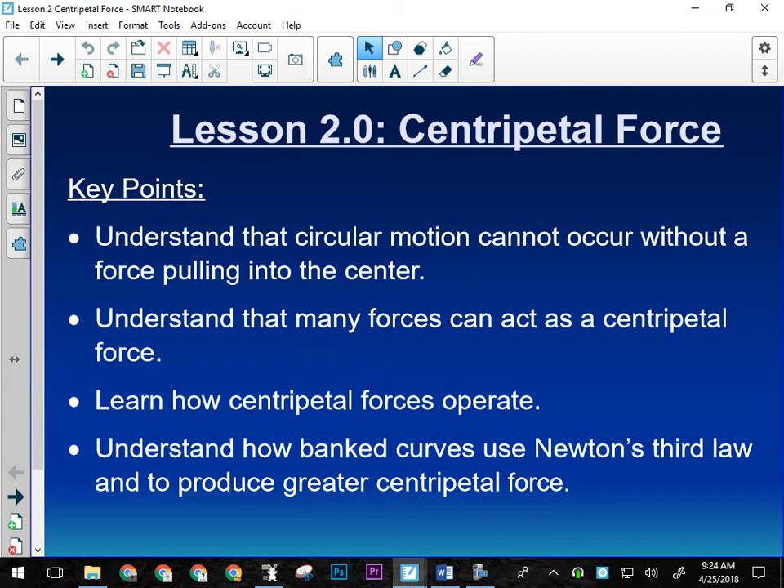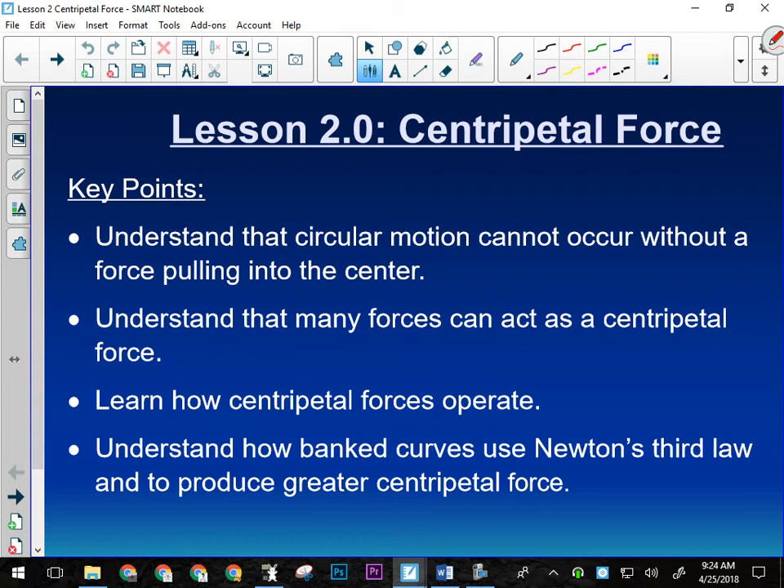Okay, so circular motion cannot occur without a force pulling into the center. That's what we talked about the other day, kind of our introduction to that. Okay, many forces can act as a centripetal force. Okay, we talked about a few of those the other day. Friction can act as a centripetal force, gravity, tension in a rope, or whatever happens to be. Okay, centripetal forces all operate the same. That is, they push or pull, most of the time pull, an object towards the center of a circle.